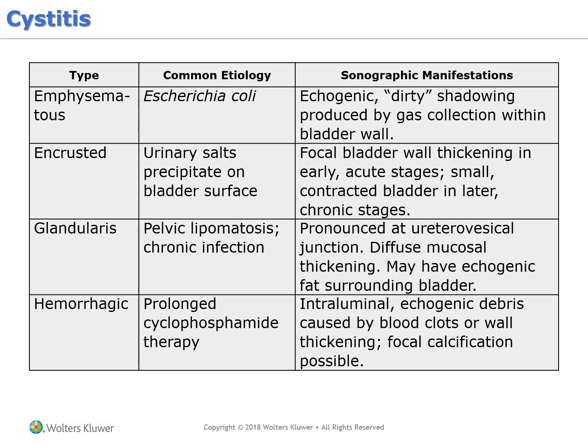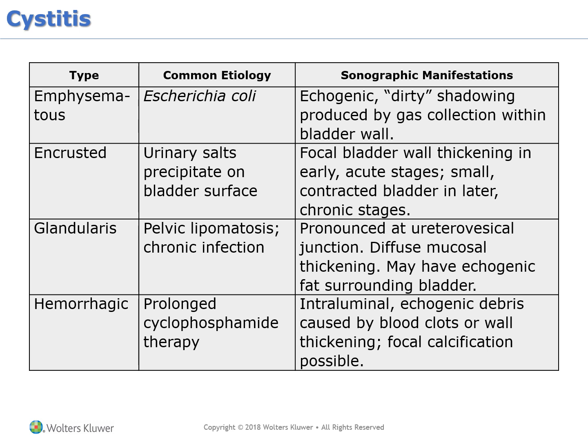An encrusted cystitis is usually when there's a buildup of urinary salts or precipitate on the bladder surface. In this particular case, there's focal bladder wall thickening sometimes in the early stages, and then over time, damage is done to the bladder more uniformly, and it will ultimately give up and become contracted in those chronic stages.